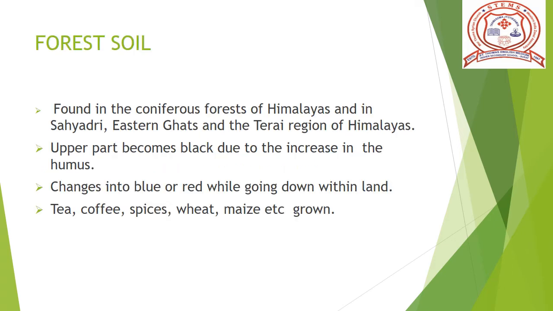Next is forest soil. It's found in the coniferous forests of the Himalayas and in Sahyadri, Eastern Ghats and Terai regions where the altitude is between 3000 meters to 3100 meters. The surface of the earth is covered by the shed leaves of the trees and the upper part of the land becomes black due to the increase in the humus caused by the decaying of leaves. It changes into blue or red color while going down.